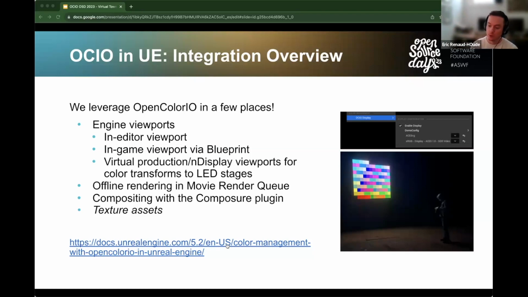We also support offline rendering with our Movie Render Queue plugin, compositing with the Composure plugin, and more recently, we started to leverage OCIO code under the hood for advanced color settings on texture assets. I provided the link to our docs here. Please feel free to consult and get going.